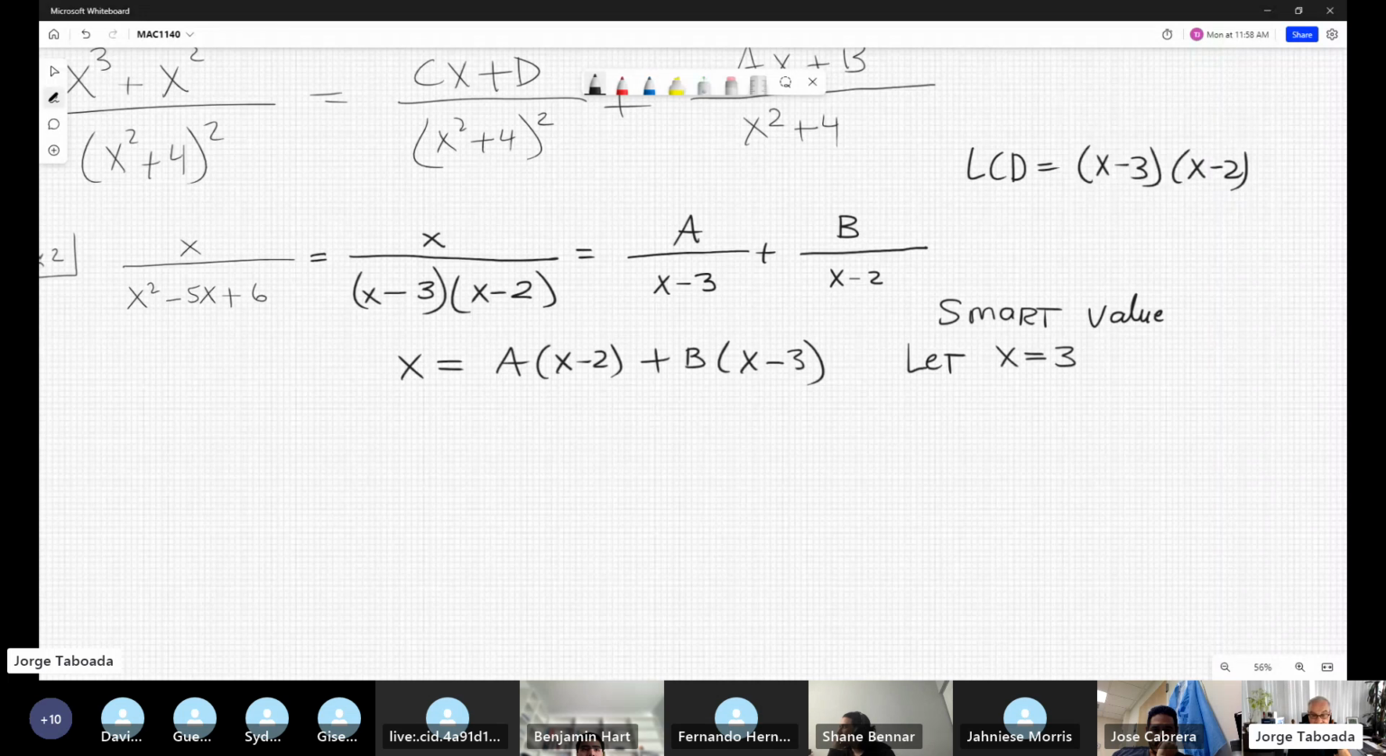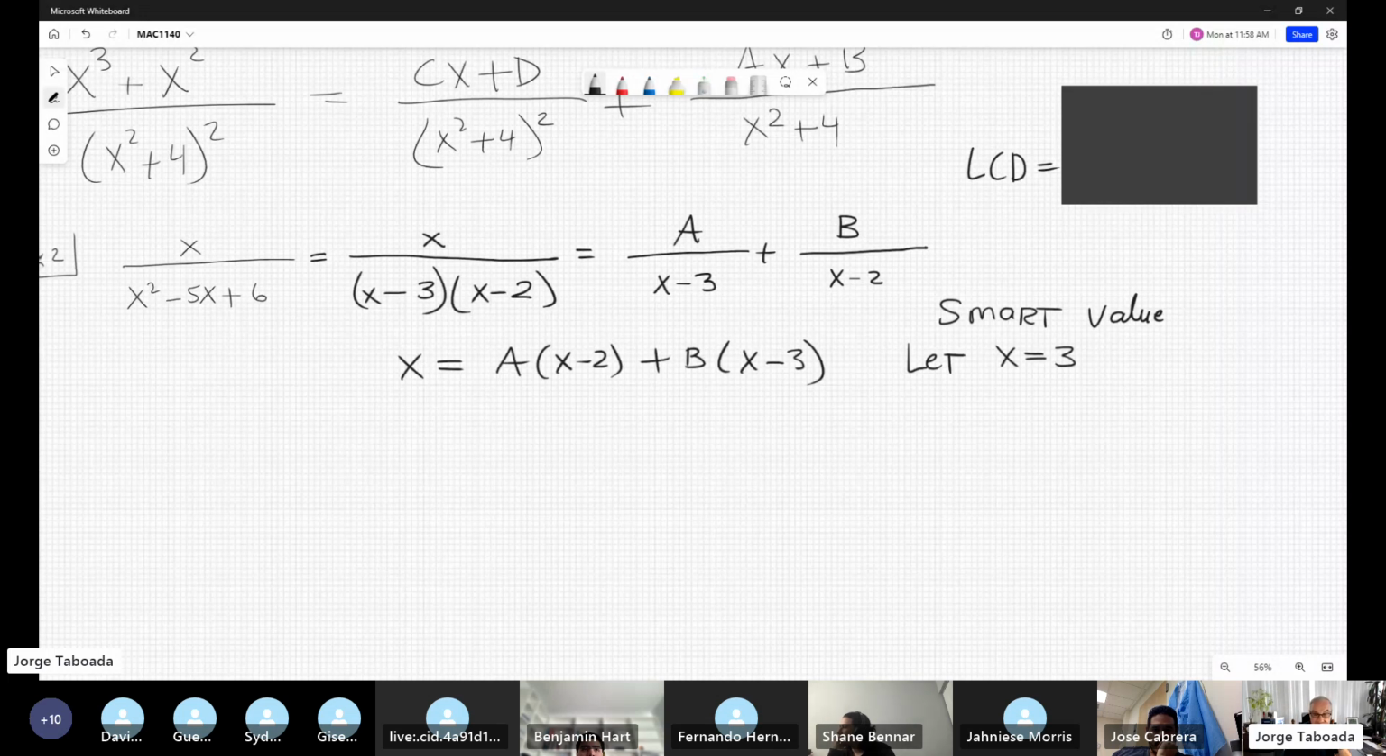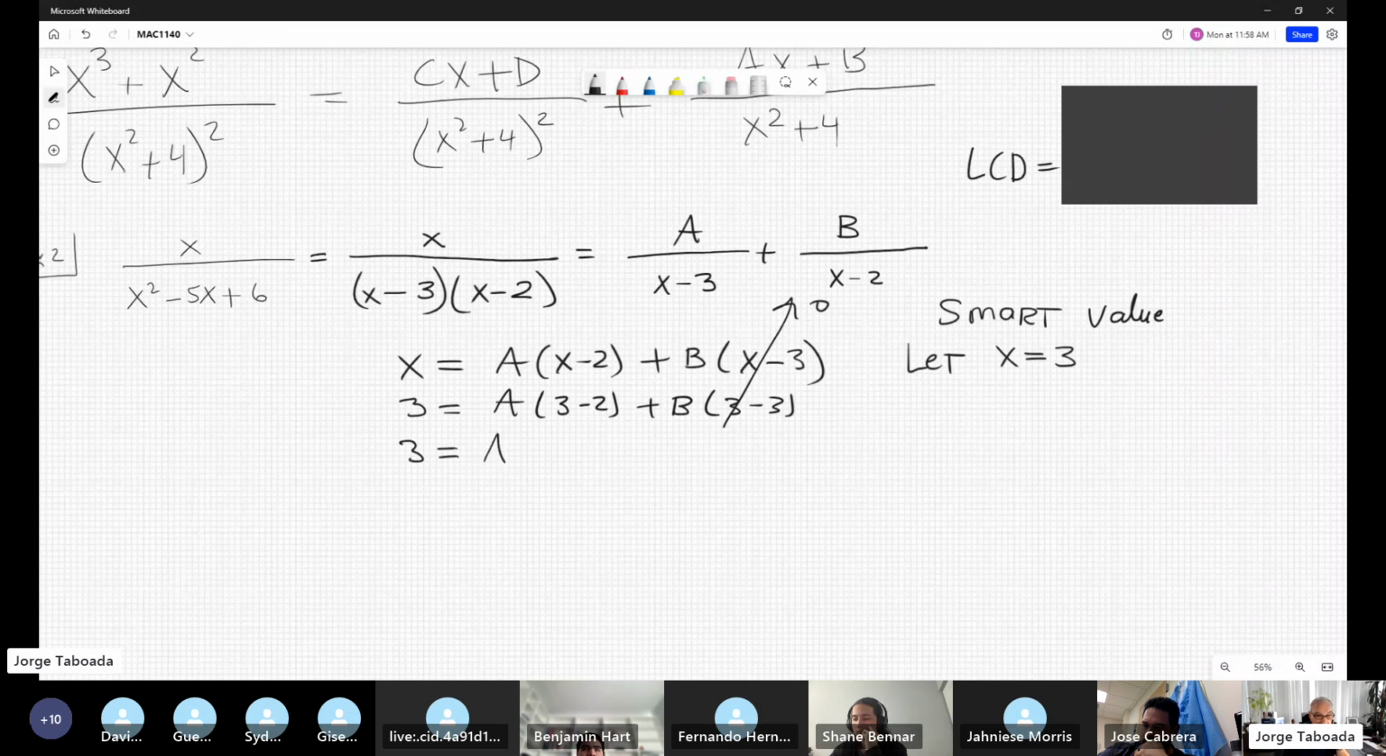Okay, let's continue. Let's suppose that x is 3. You evaluate x equals 3. Replace: 3 equals A times (3 minus 2), which gets 1, and 3 minus 3 is 0, so that part disappears. This is 0, say goodbye. Then 3 is equal to A times 1, since 3 minus 2 is 1. So A is 3. Cool.